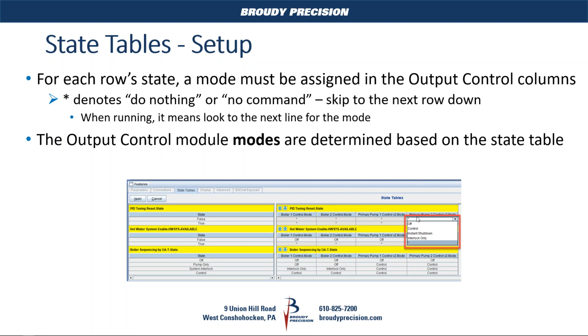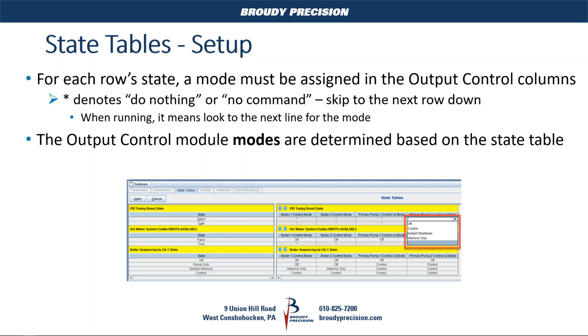What I've done here was the primary pump 2 mode. I clicked on it with the left button click, and it gives you the choices of the modes available for that output control module. The asterisk means do nothing, skip, move to the next one, or in Niagara terms, null, if you want to call it that. So basically what would happen is if it's a null, you move to the next line and then go from there.